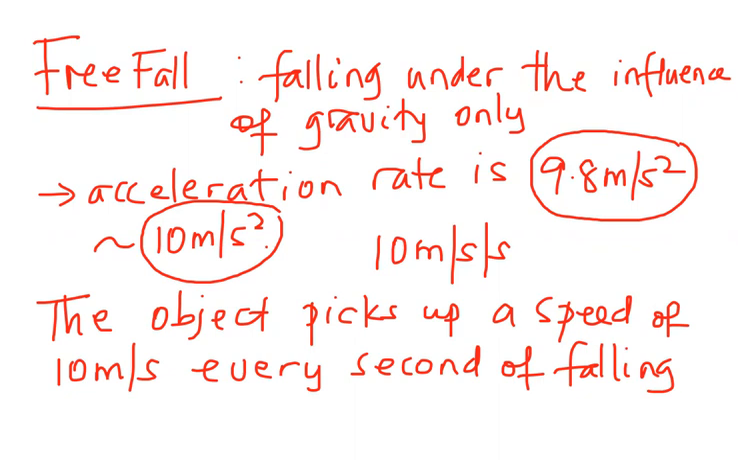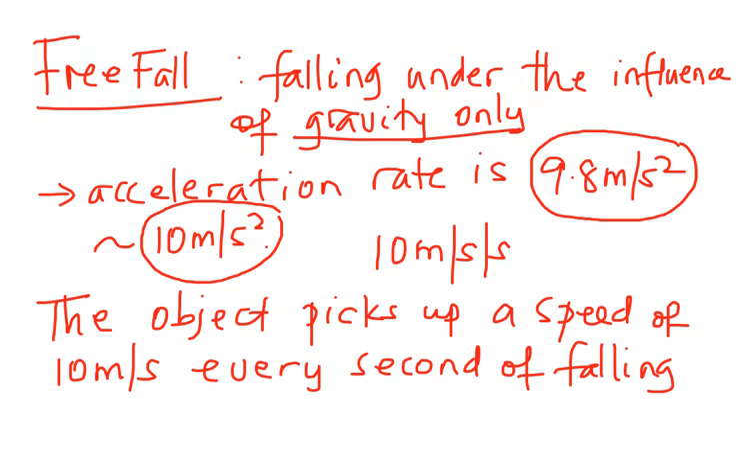We are going to also think about what happens when we toss an object and it's going upward. What happens to its velocity? At that point, we will see that when objects are going up under the influence of gravity only, they lose speed. They lose a speed of 10 meters per second every second. When they are falling down in free fall, they gain the speed.